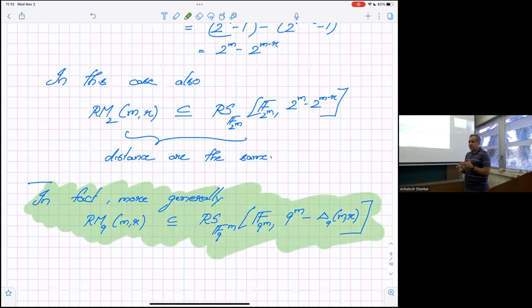So basically, this last thing says that a Reed-Muller code is always a subcode of a Reed-Solomon code. So you can inherit all the algorithms for Reed-Solomon for Reed-Muller, if the set of evaluation points is available. It's important that the set of evaluation points is available.